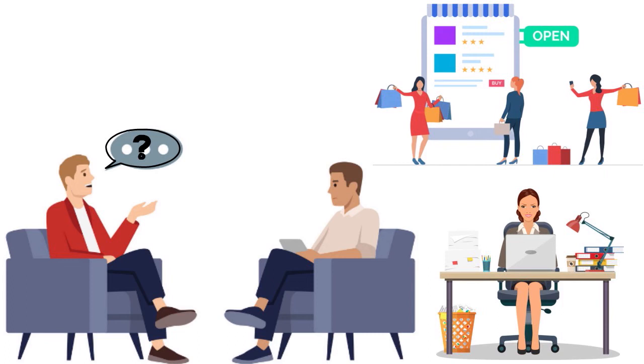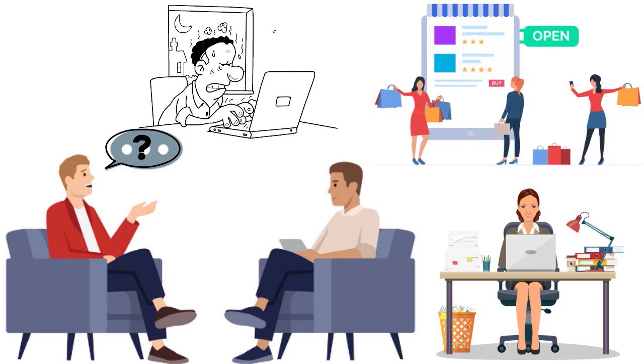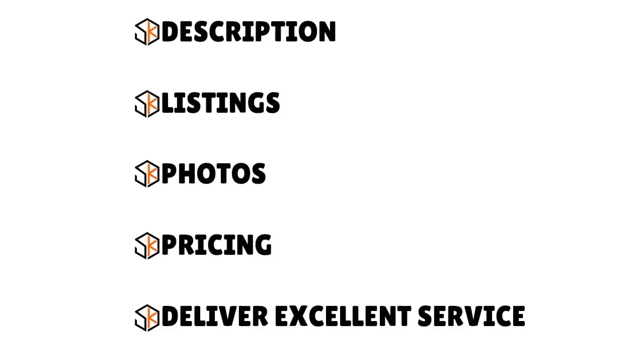And so one thing I want to say here is to spend more time doing the right thing. All the 5 options that I gave you, make sure that you spend more time actually implementing those, and you will see an uptick very quickly in your views, okay? Description, listings, photos, pricing, delivering excellent customer service. Those are really going to help you in the long run.